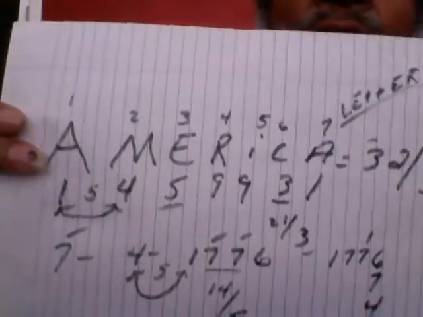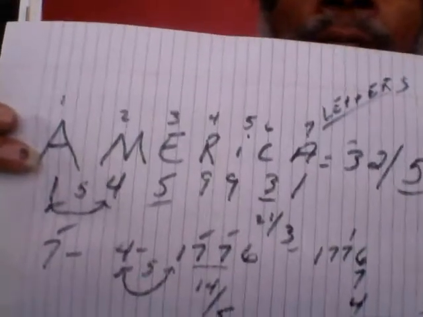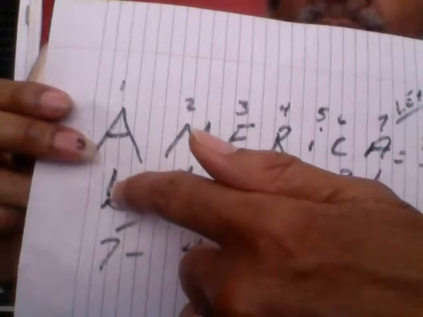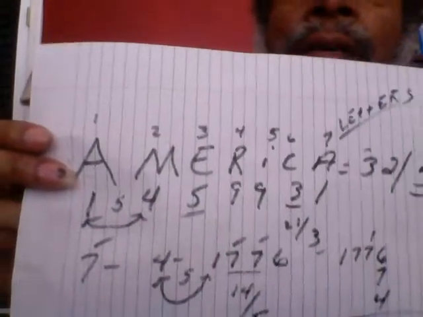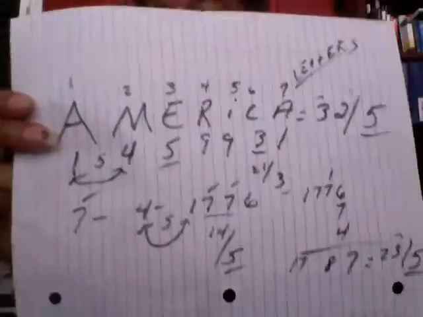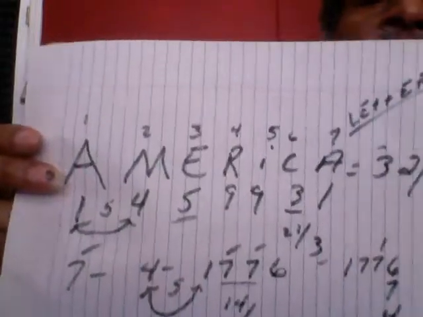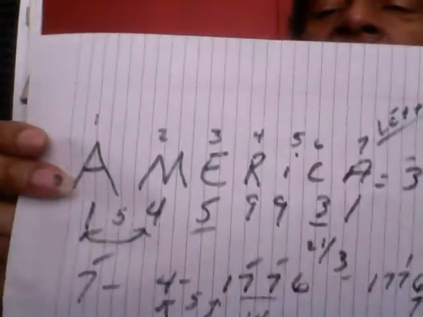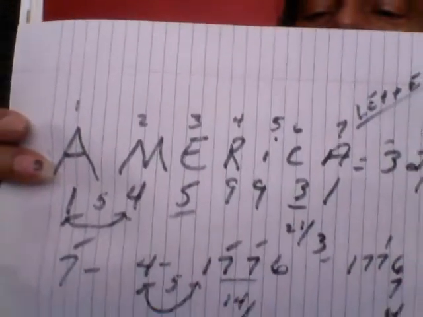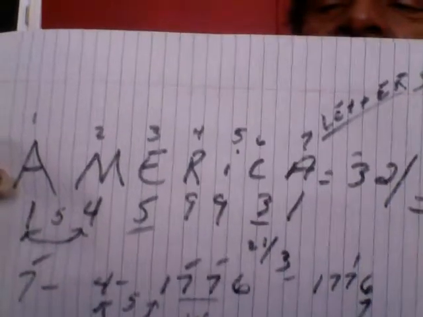Now, each letter corresponds to a number. So, the letter A corresponds to the number 1. The M corresponds to the number 4 because the M is the 13th letter of our alphabet, and 1 plus 3 is 4. Then the E is 5. Then the R will be the 18th letter reduced down to the 9. The I is the 9. The C is the 3rd letter, and the A brings us back to the 1.